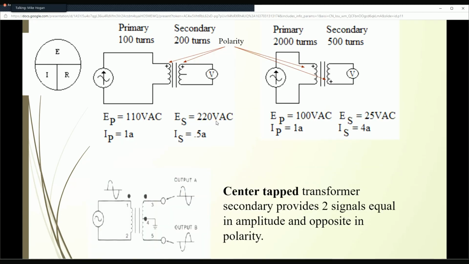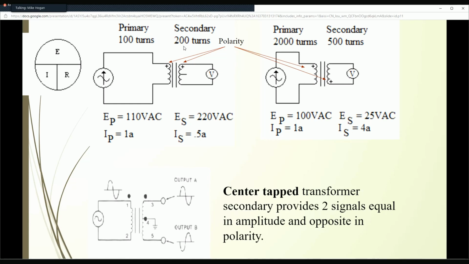Here we have a couple different transformers. You can see that our primary side, once again, is connected to our AC input. Our secondary side is connected to a voltmeter. In this first case we've got 100 turns in the primary and 200 turns in the secondary. So we've got more turns in the secondary, so this should be a step up, right? More turns means we're going to go from a smaller voltage to a greater voltage. We're going to increase the voltage: step up transformer, 100 turns, 200 turns.